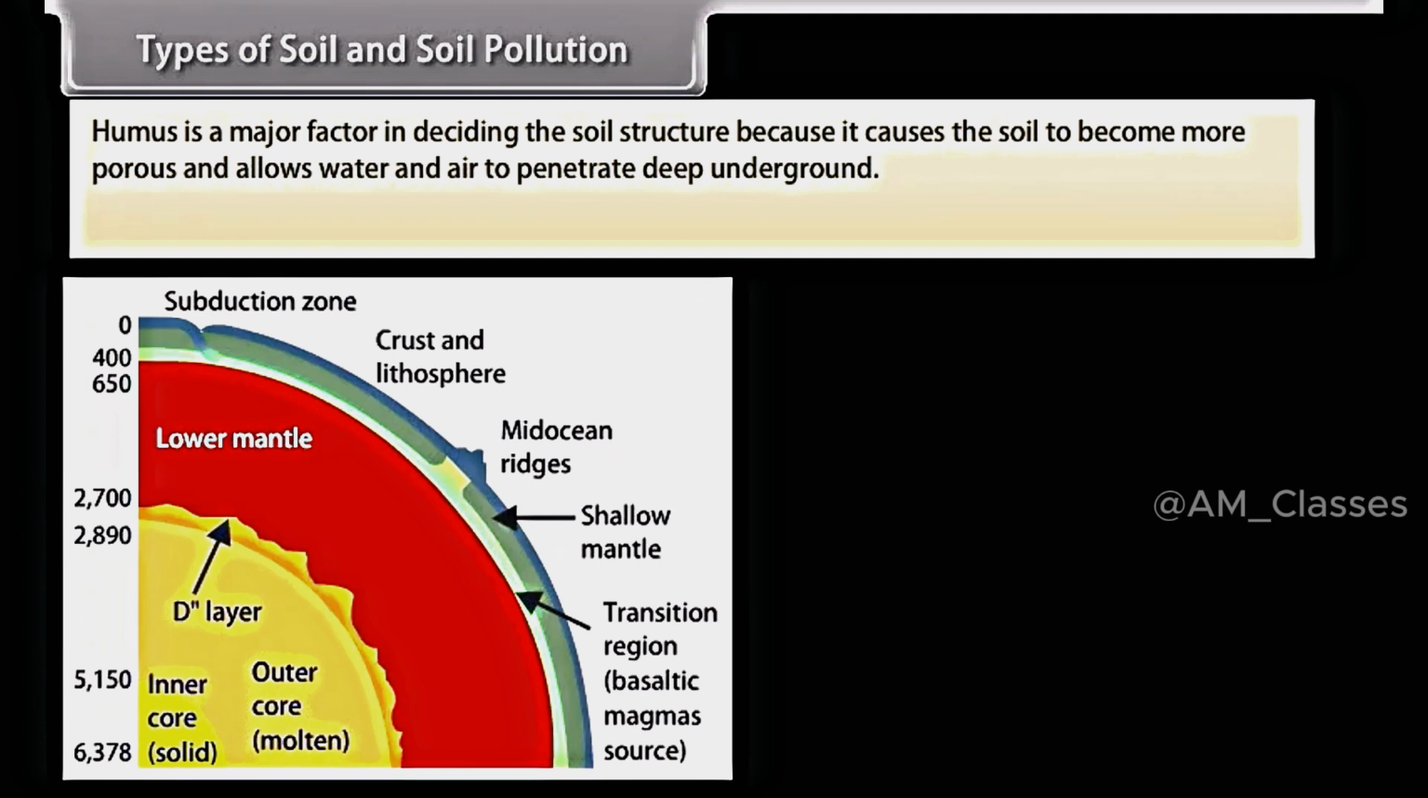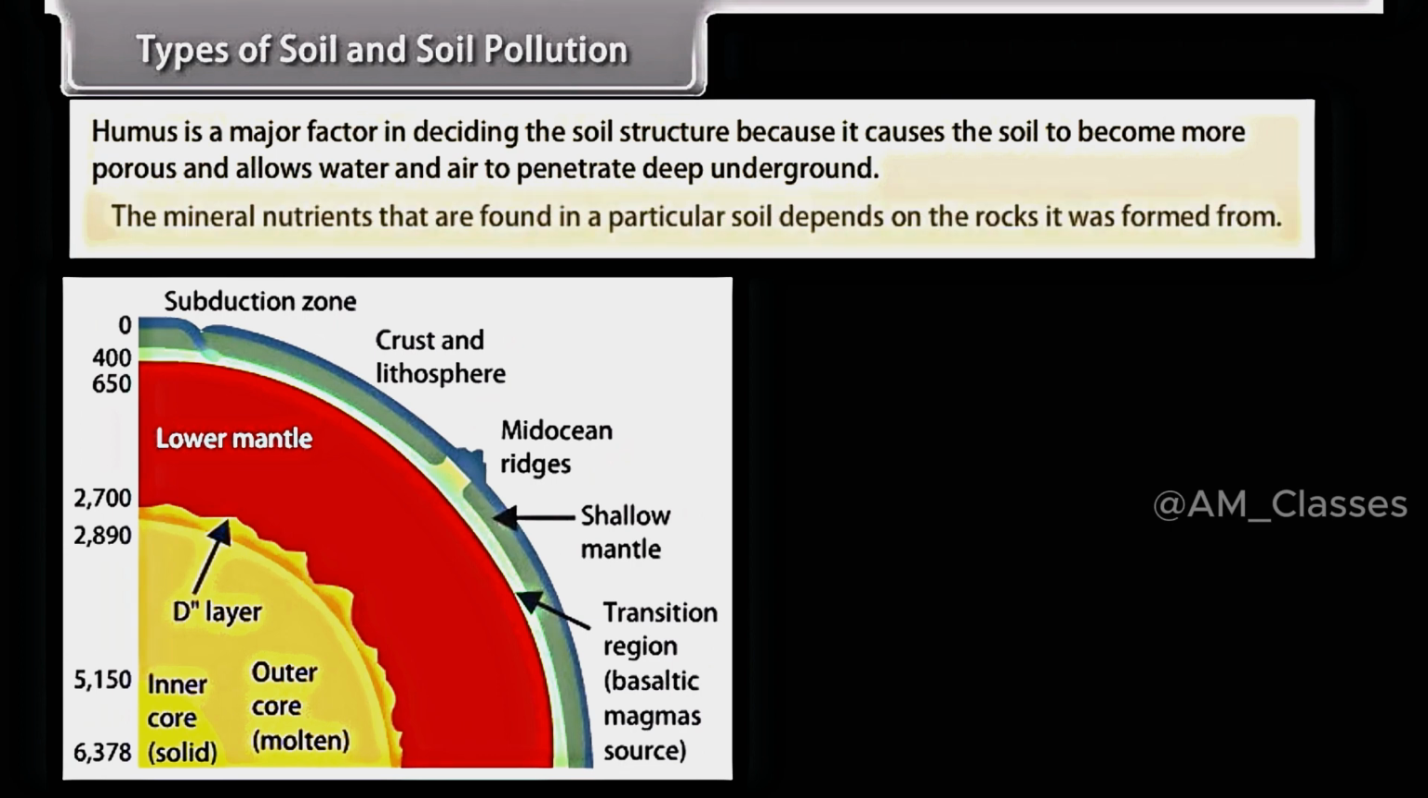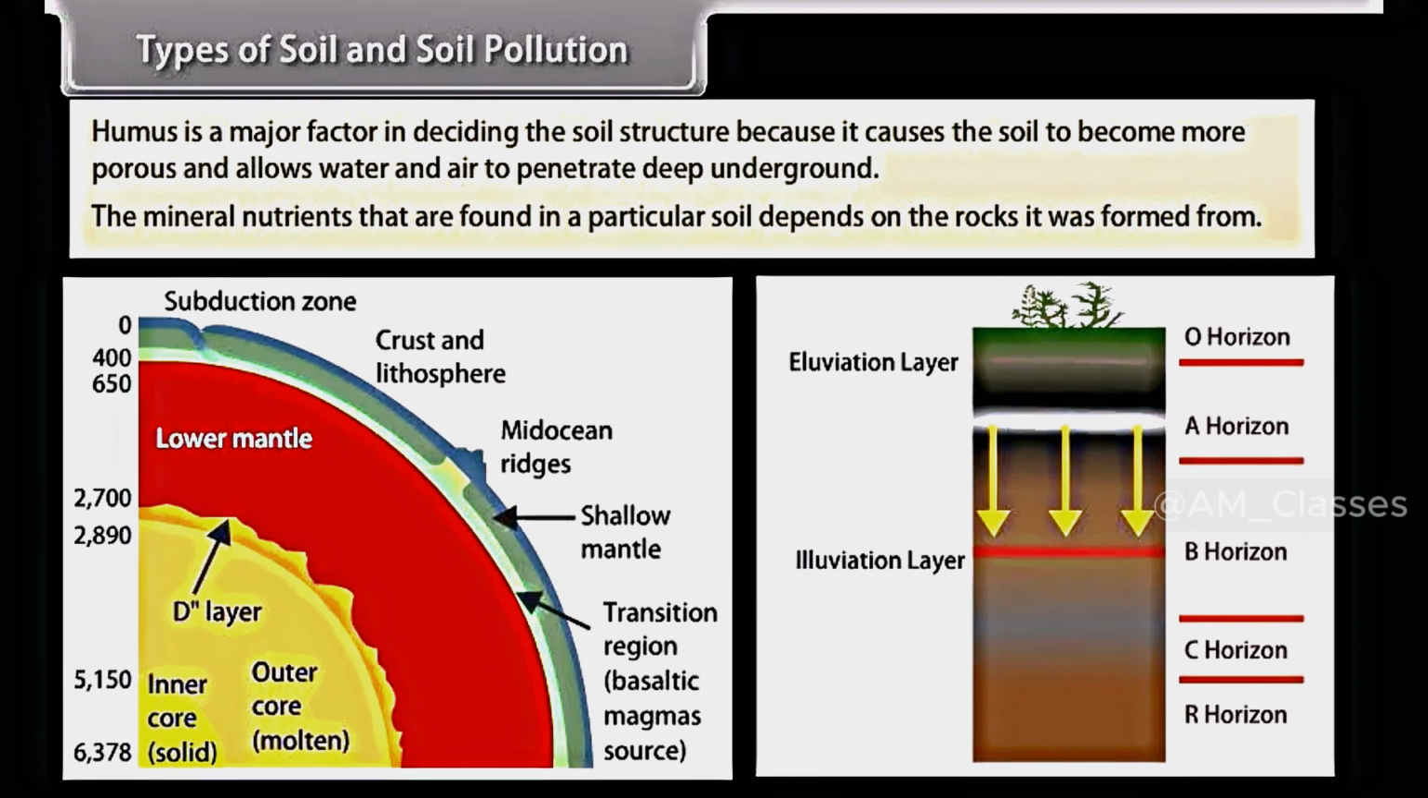Humus is a major factor in deciding the soil structure because it causes the soil to become more porous and allows water and air to penetrate deep underground. The mineral nutrients that are found in a particular soil depend on the rocks it was formed from.